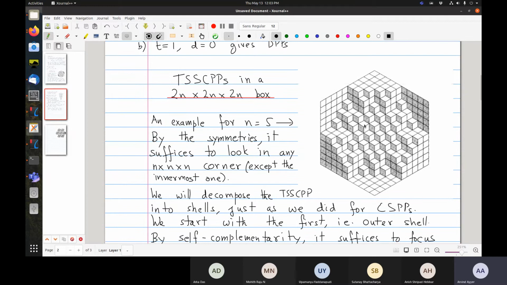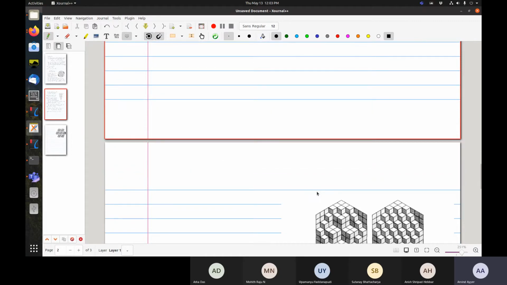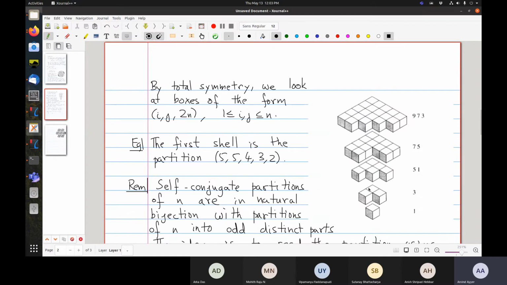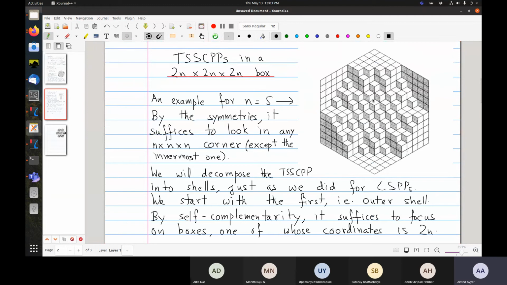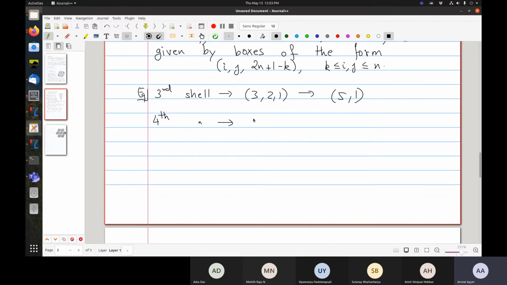And then the fourth one. Third shell is 3, 2, 1, which we interpret as 5, 1. The fourth shell, you can see I'm trying to cover this page because I don't want to start that example on the next page. The fourth shell is this rather large partition, but we have to remove the first 3 rows and the first 3 columns, so I can forget all this. Then I just have the singleton partition 3. The partition is 2, 1, and that has to be read as 3.